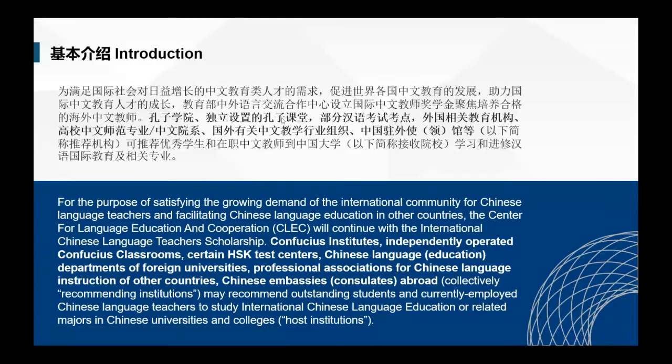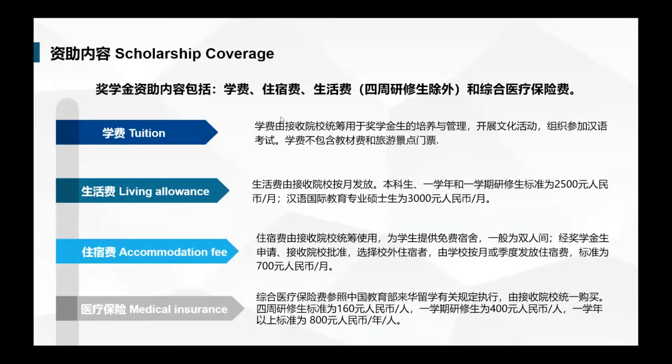Actually, this scholarship was called Confucius Institute Scholarship. To apply for this scholarship, you need to be recommended by local Confucius Institute, independently operated Confucius classrooms, or certain HSK centers, Chinese language departments of foreign universities, professional associations for Chinese language instruction of other countries, or Chinese embassies abroad. As for the scholarship coverage, it will cover tuition, living allowance, accommodation fee, and the medical insurance.